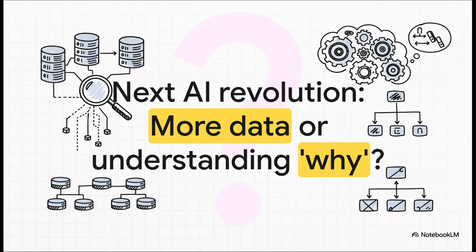But even with all those challenges, causal reinforcement learning marks a huge shift in how we think about building smart machines. It leaves us with this really big question to ponder. Is the next AI revolution going to be powered by feeding it more and more data? Or will it come from finally giving it a true understanding of why?